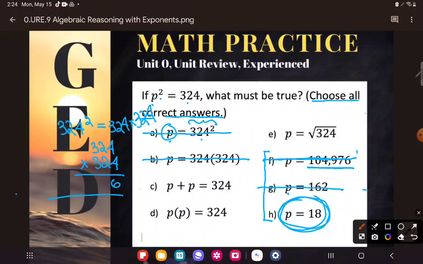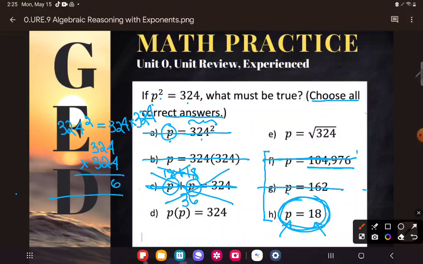Okay, now C looks pretty darn tempting, but one of the nice things is that we already figured out what P had to equal. P had to equal 18. So let's take a look. Well, what if P was 18? Would 18 plus 18 give me 324? Well, heck no, it wouldn't. It'd give me 36. That's just silliness. 36 is not equal to 324.